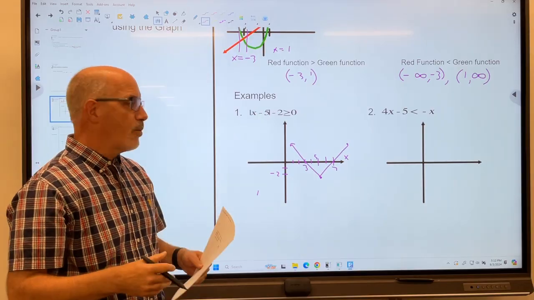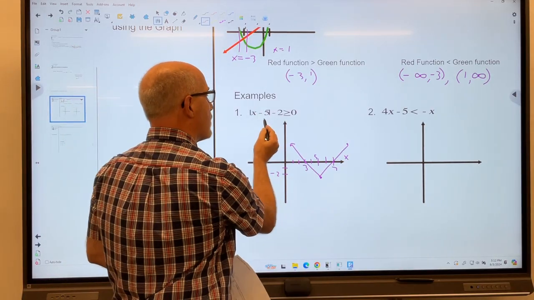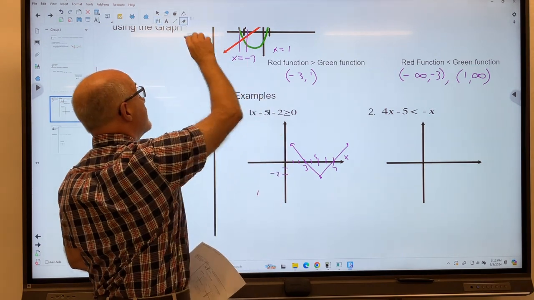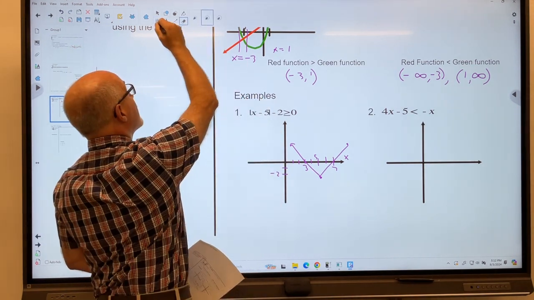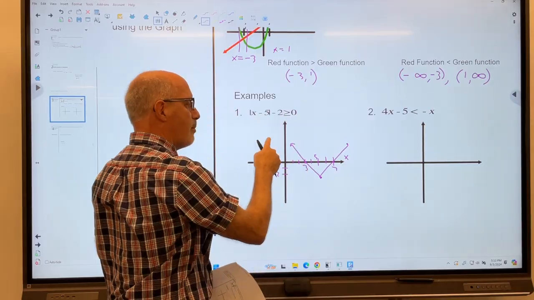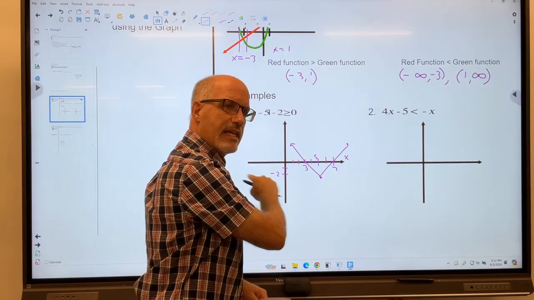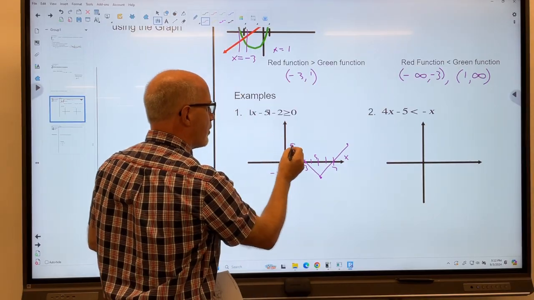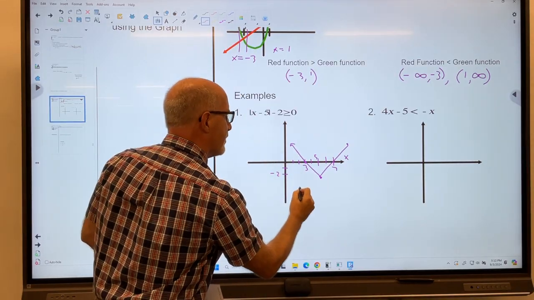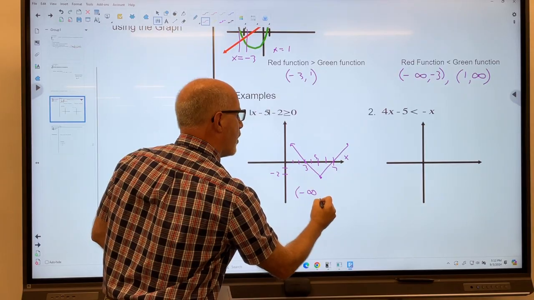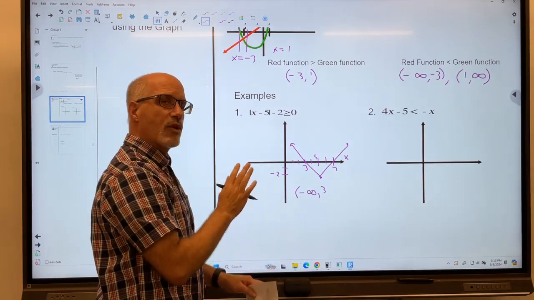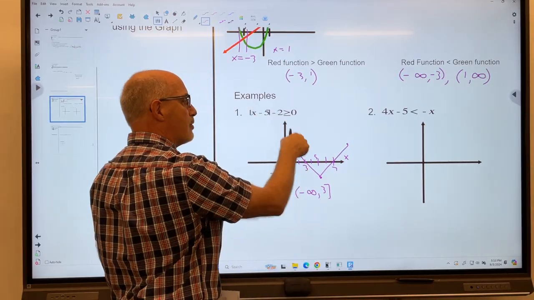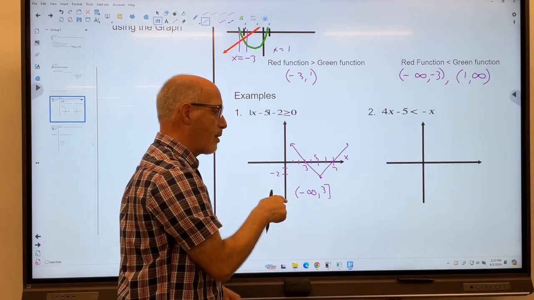Those are the two key points where the x-axis and this V, or this absolute value graph, would intersect. So that's going to help us because we're going to look for when the absolute value graph, the V, is above, because we're greater than or equal to, above or equal to the x-axis. Well, it comes from -infinity, where you've got this graph above, all the way to 3. Now on this one, we're going to include the 3 because it's or equal to. It could equal the other graph.